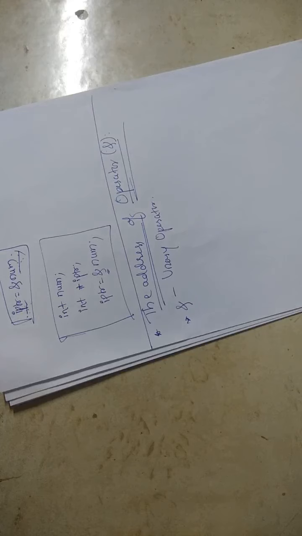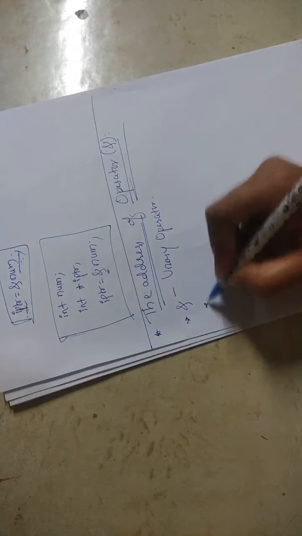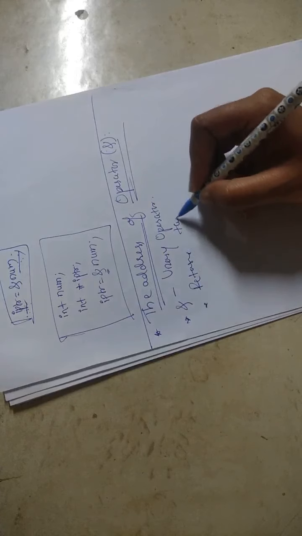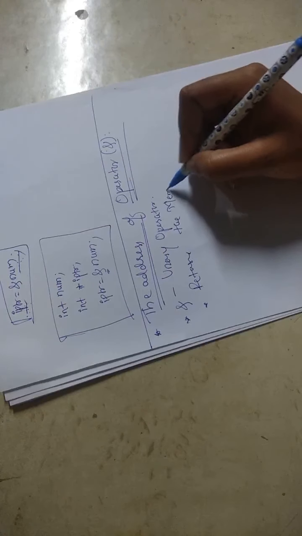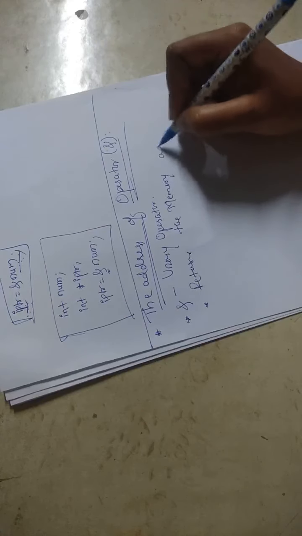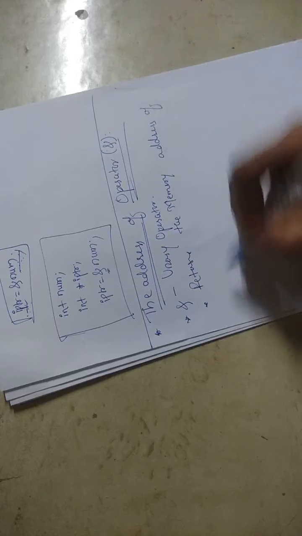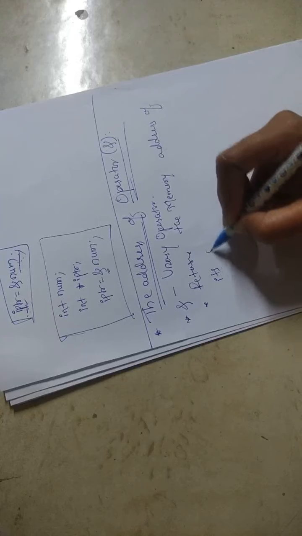So here the address of operator, that is the ampersand operator, is an example of a unary operator, and it always returns the memory address of its operand. What does it return? It returns the memory address of its operand.